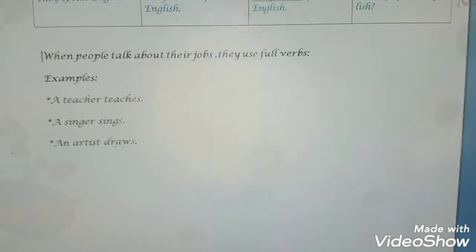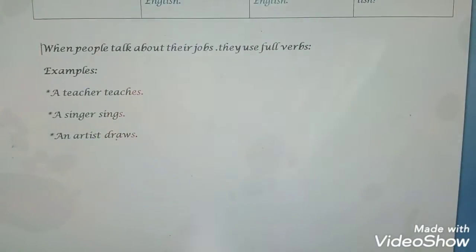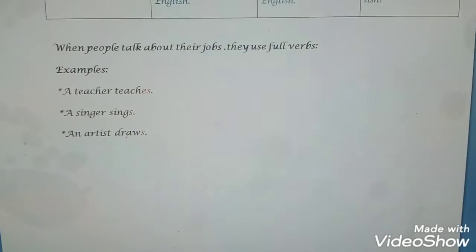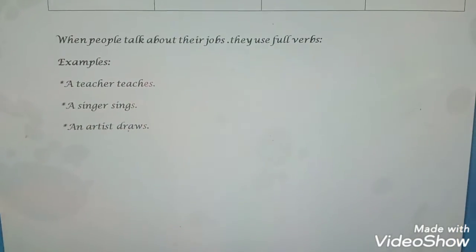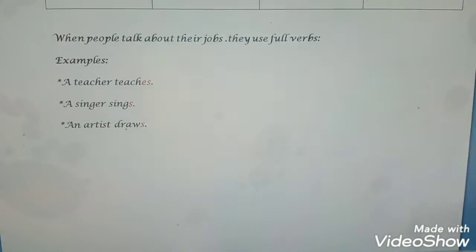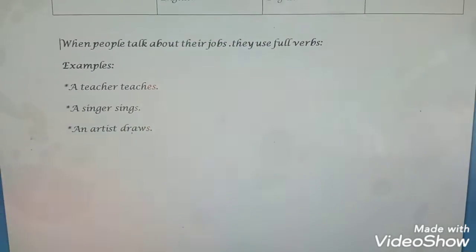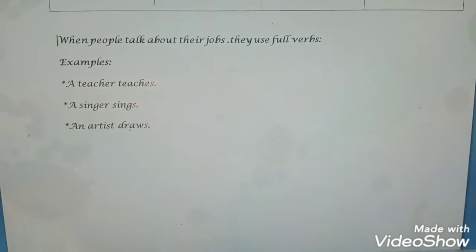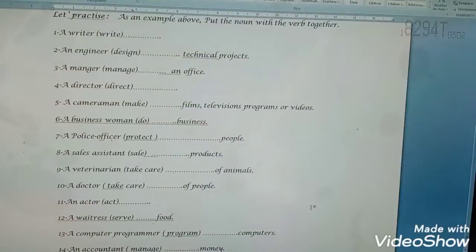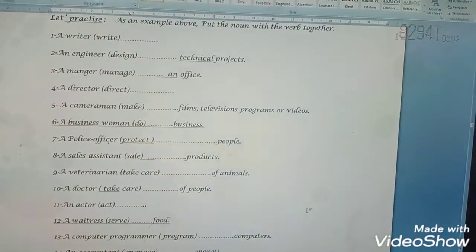I shall give you several jobs and several verbs. We try to conjugate the verb in the simple present tense and to get the verb of the job. For example, we extract the verb from the job. As an example, put the noun with the verb together.